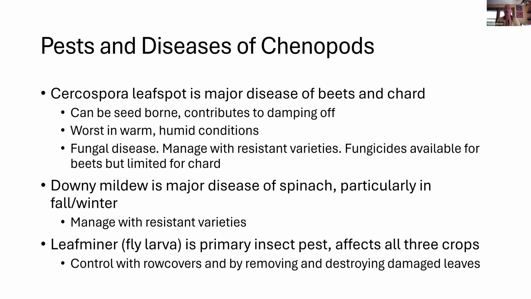There are a number of fungicides available for beets, but most of the organic fungicides that are labeled for beet cannot be used on chard. And the reason for this is, of course, that for chard, we eat the leaves. Cercospora mostly affects the leaves, so you can handle a fairly heavy Cercospora infection in beets, but there's a much lower tolerance for it in chard.